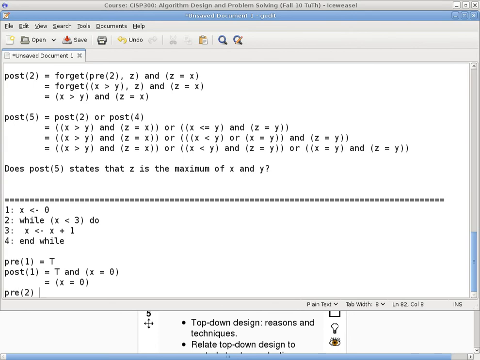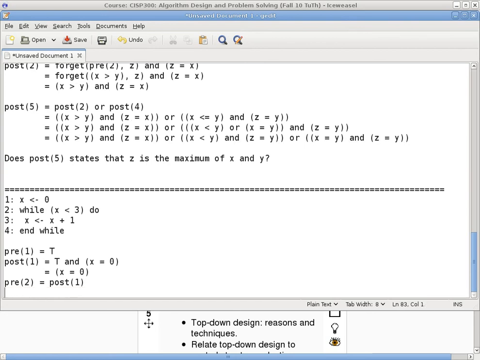What about pre2? Well, line 2 follows line 1. So that means pre2 is the same as post 1. Does that make any sense? Because these two statements are right next to each other, the postcondition of the one before becomes the precondition of the one after. So that's not too hard, because they're sequential. Cool, not a problem. So pre2 would be x equals 0? Yep, if you spell it out, it would just be x equals 0.